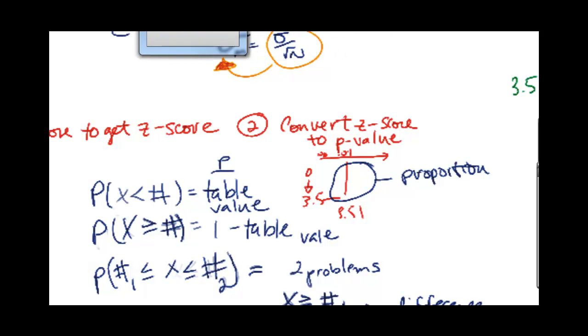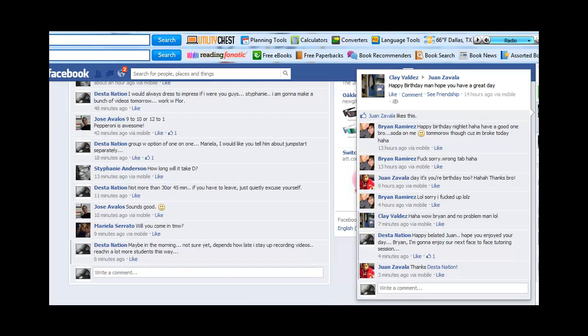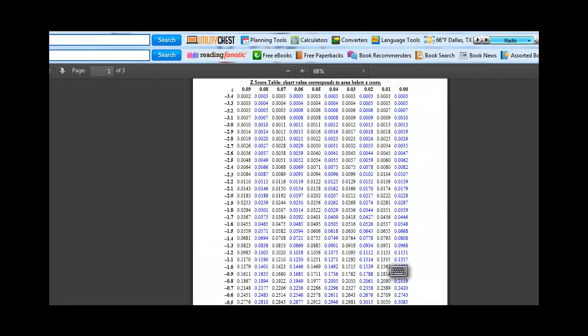And I'm going to pull up a Z-score table right here. Oh, no, that's Facebook. Let's see, where did I put my Z-score? Where did you go? Z-score. Here you are.